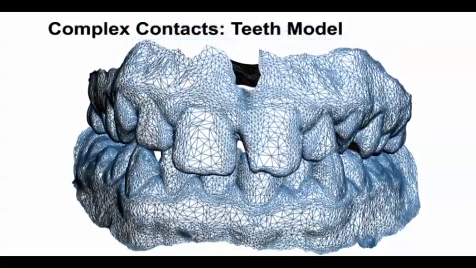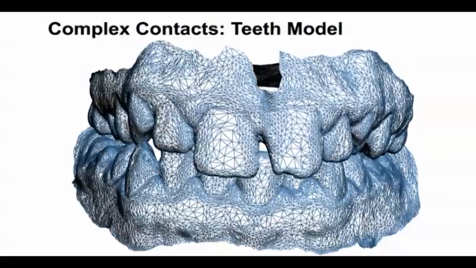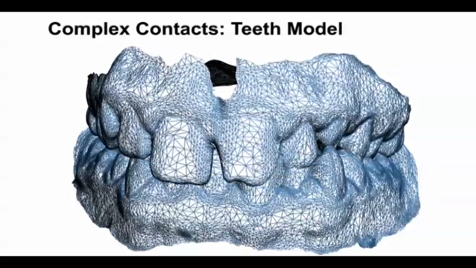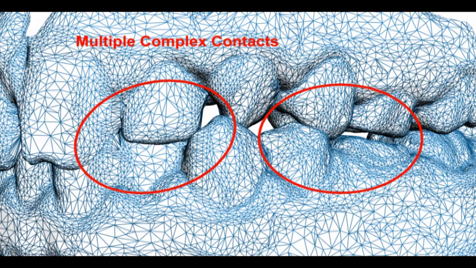Here is an example of a complex 3D simulation. Both upper and lower teeth consist of 40,000 triangles. The complex shapes lead to many simultaneous isolated contact points. Computing PD in such scenarios is very challenging.